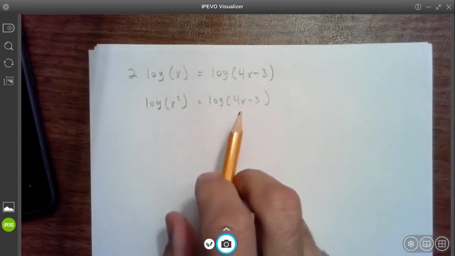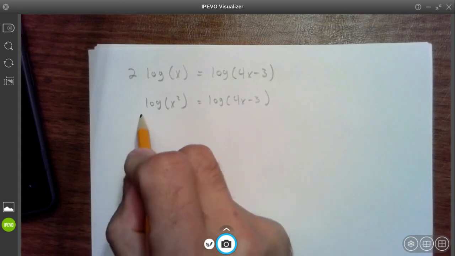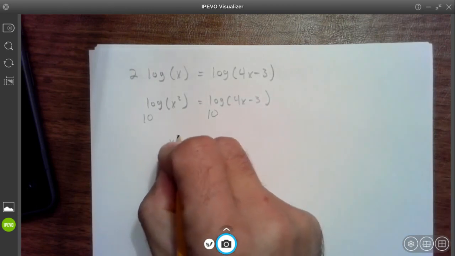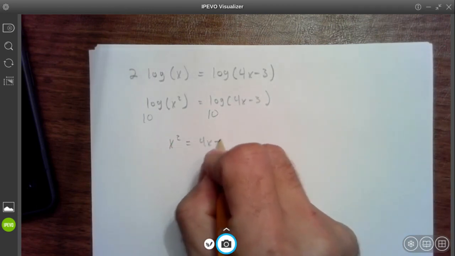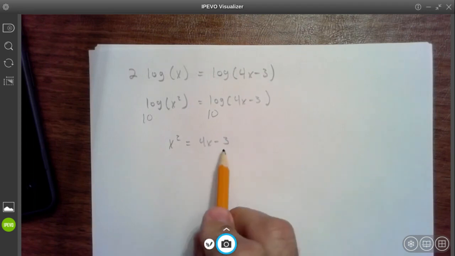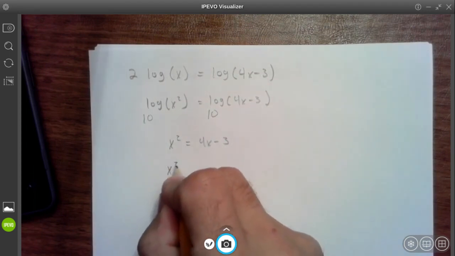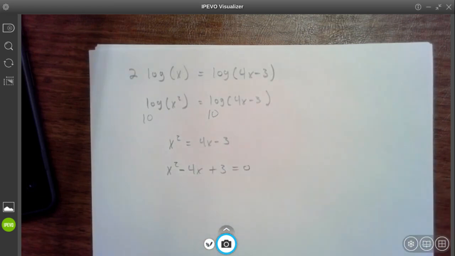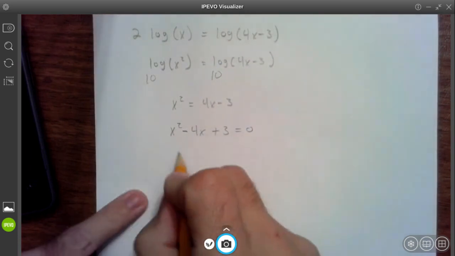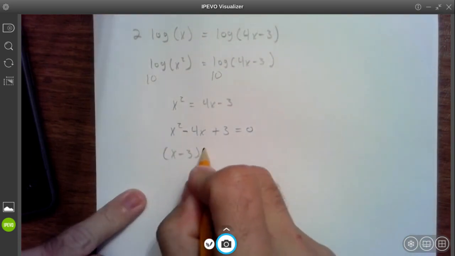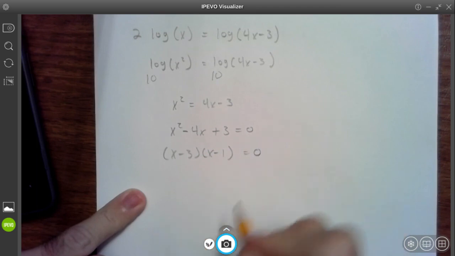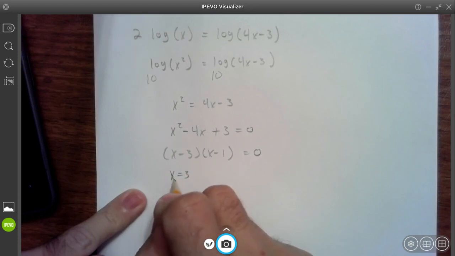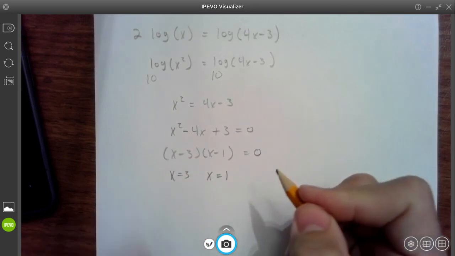All right, now we can go ahead and exponentiate both sides. So 10's our base, so we'll do 10 to the power of all this. Basically, you get x squared equals 4x minus 3. Okay, shuffle everything over to one side. We'll have x squared minus 4x plus 3. And we can solve this by factoring. All right, it's going to be x minus 3, x minus 1 equals 0. And so our solutions are going to be x equals positive 3 and x equals positive 1.